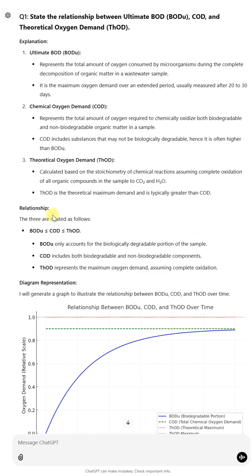Relationship. The three are related as follows. BO2 ≤ COD ≤ THOD. BO2 only accounts for the biologically degradable portion of the sample. COD includes both biodegradable and non-biodegradable components. THOD represents the maximum oxygen demand, assuming complete oxidation.